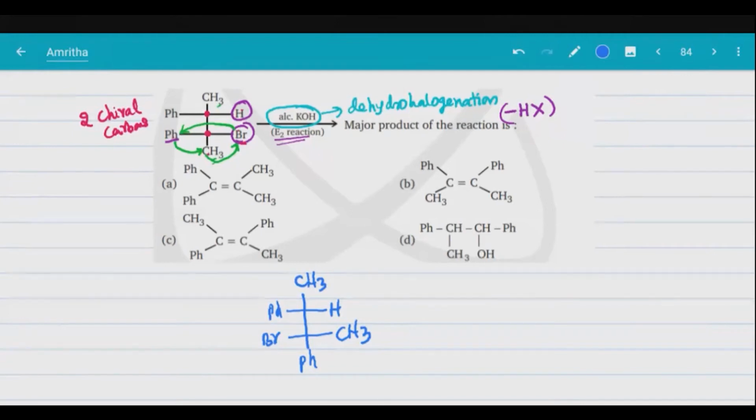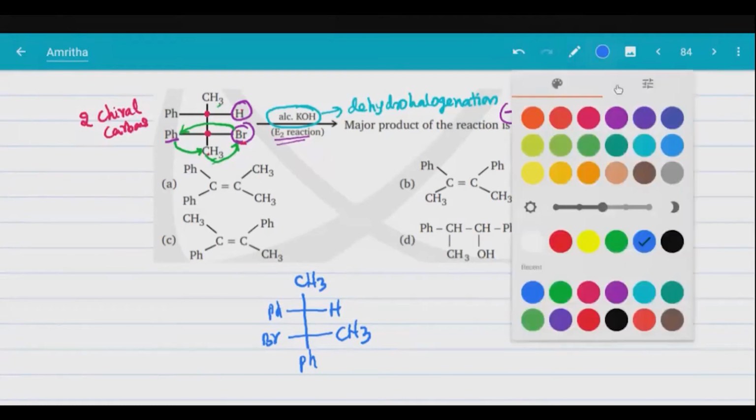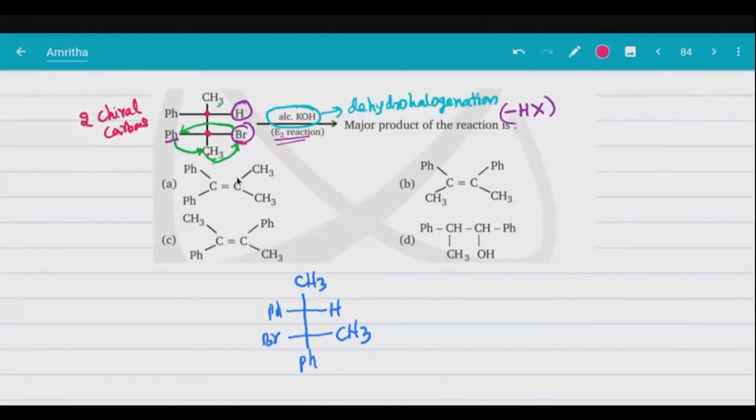This doesn't change the configuration. One complete rotation gives the same molecule, these are identical. This given molecule and these are identical, but H and Br are now opposite. We need this for elimination. I am eliminating this H and Br. Now tell me, what about the Ph groups?